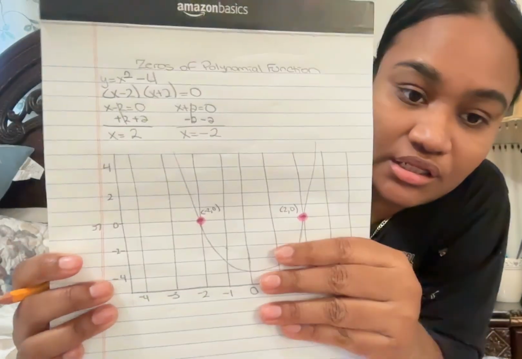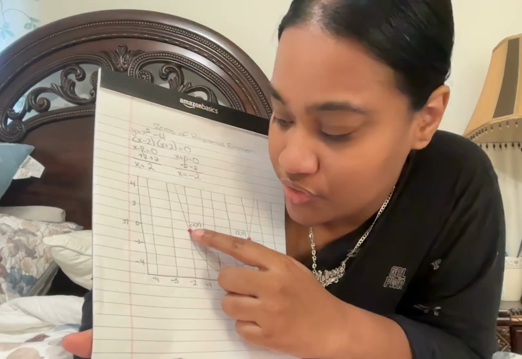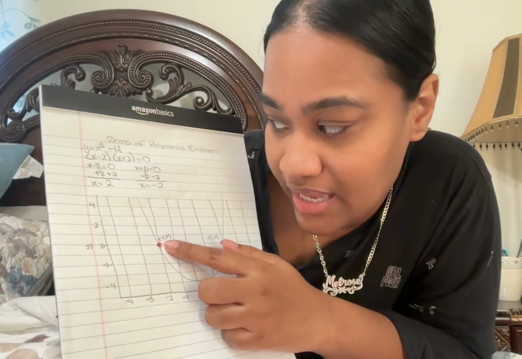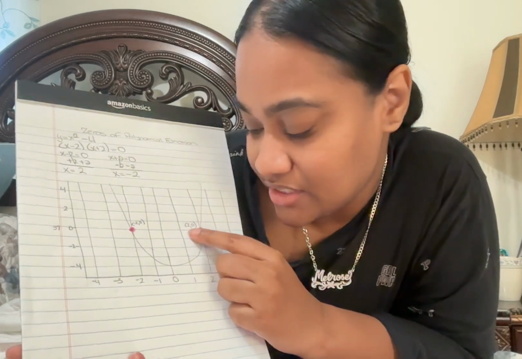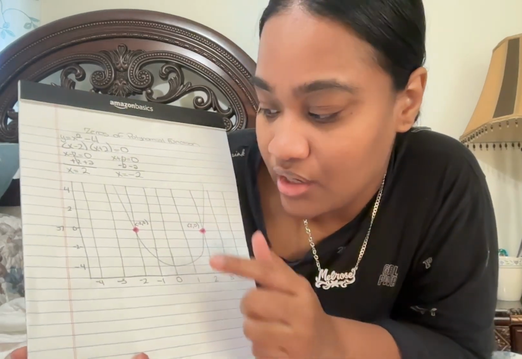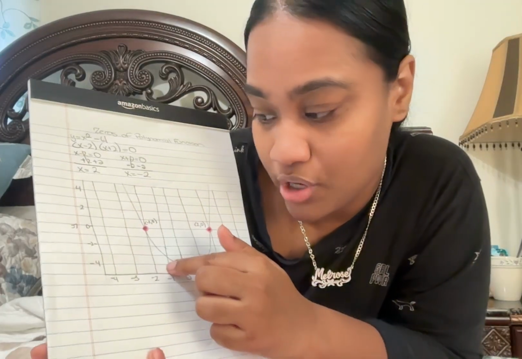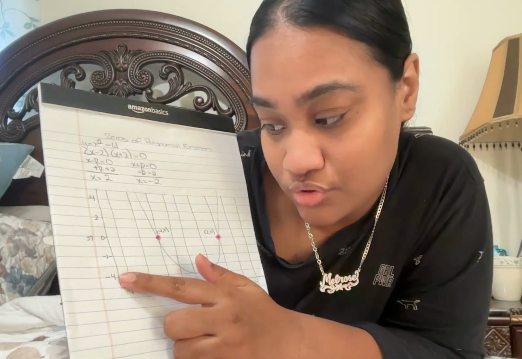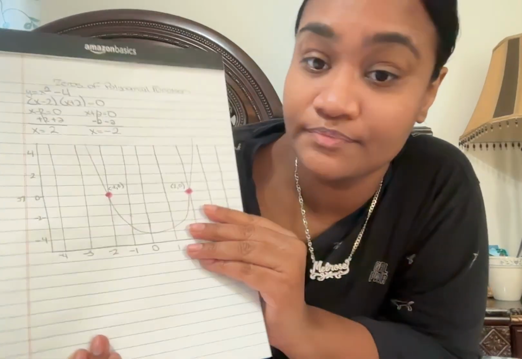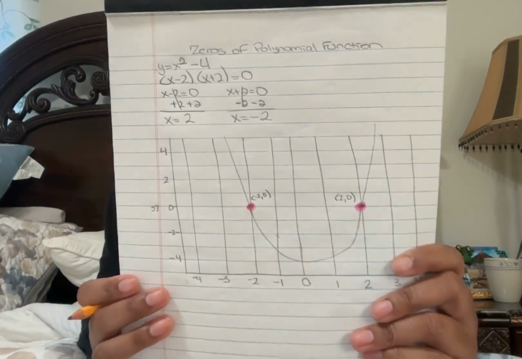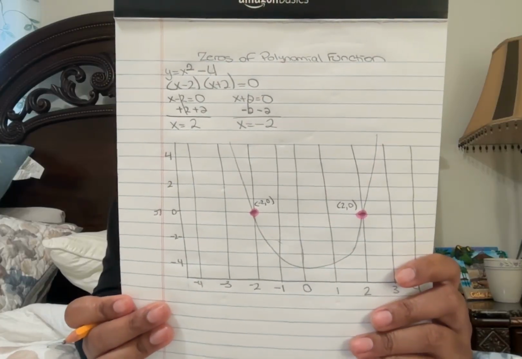If you take a look, you can see that I did graph the points. This is our first point here, which is x equals negative 2, 0. And then also on the x-axis, we have 2, 0. And when we draw it, we have to make sure we go down to negative 4 and then go back up. So this would be the first example of zeros of y equals x squared minus 4.